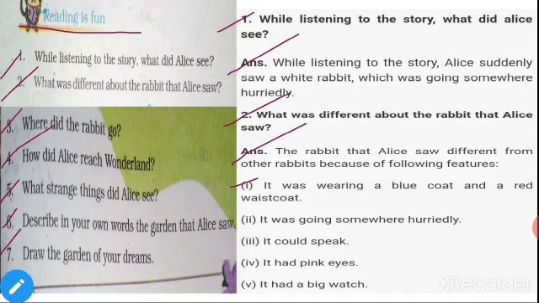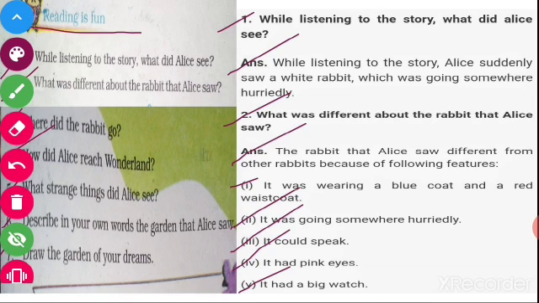Here first one. It was wearing a blue coat and a red waistcoat. Second one. It was going somewhere hurriedly. Third one. It could speak. Fourth one, it had pink eyes. Fifth one, it had a big watch.